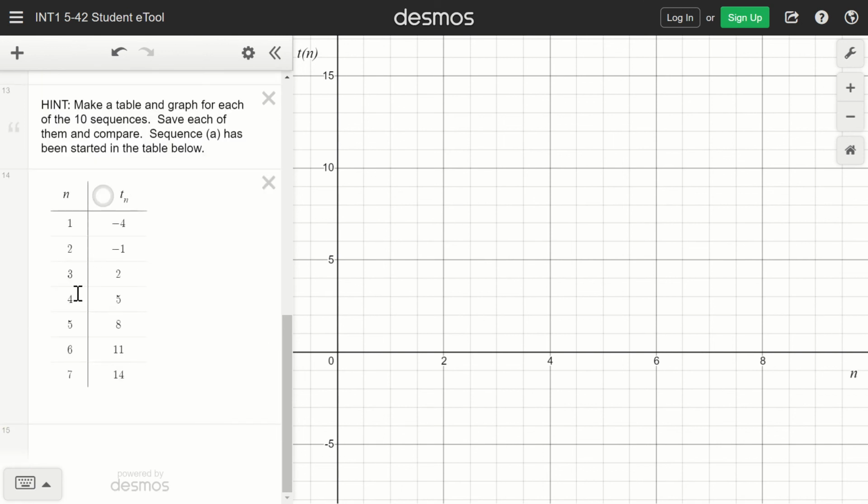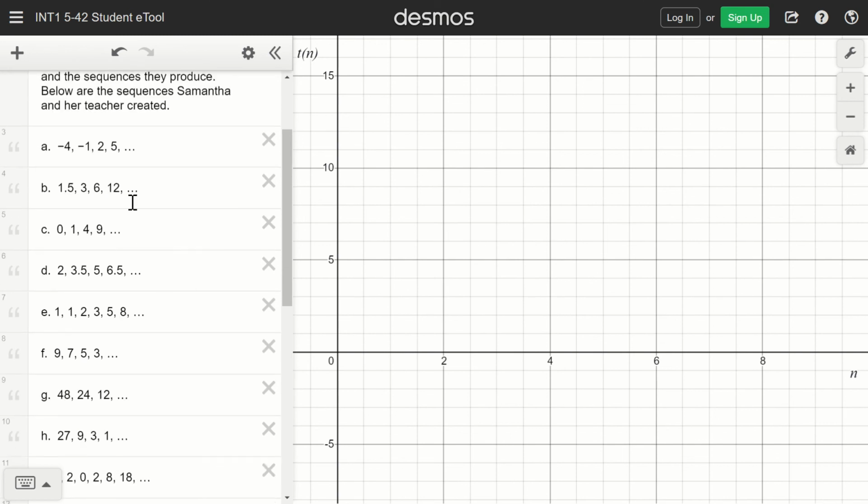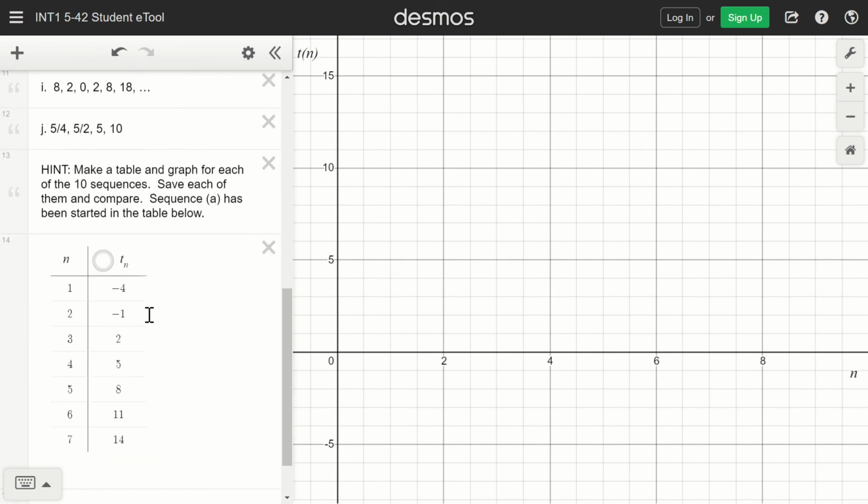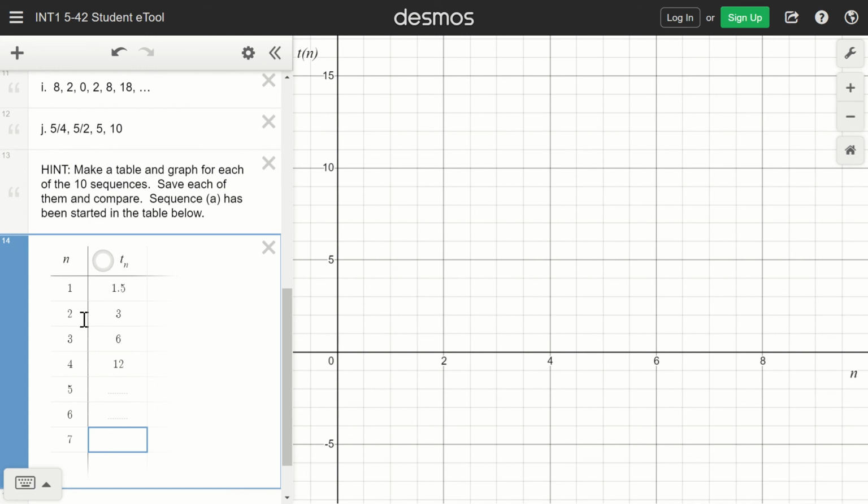What's nice though is that the n values aren't going to change, because we're always talking about the first term, the second term, the third term, the fourth term in the sequence. So what you could do is come in and enter 1.5, 3, 6, 12. If I look at this, actually, I don't want to talk about it. I want you to think about this, but I think I see a pattern here. I think I see what's going on. And if I click this, I can see what that looks like.